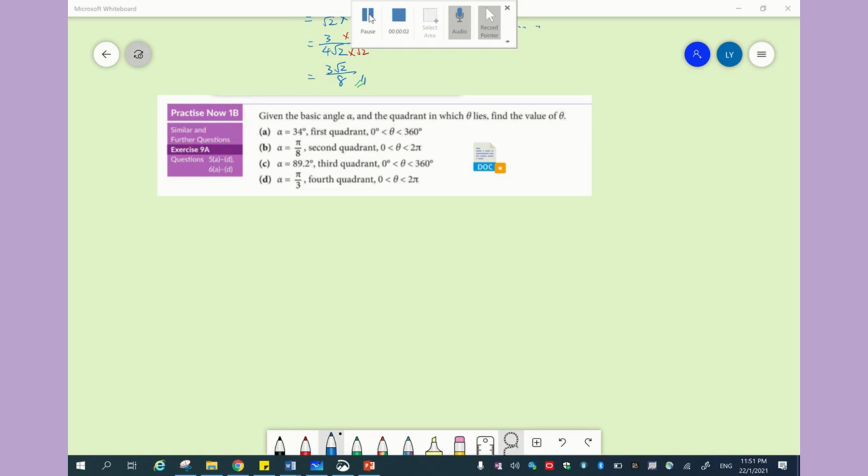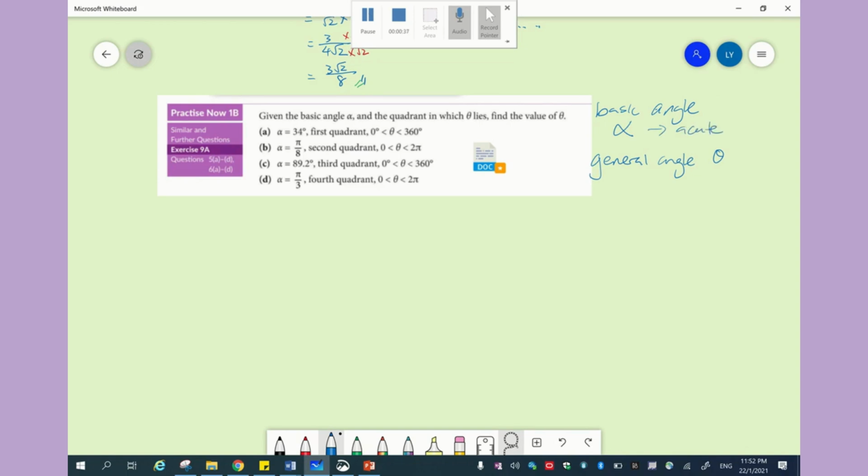Okay, so after you have done the discussion and the class activity, you understand what the basic angle is and what the general angle theta is. The basic angle, which we use alpha to denote, and the general angle theta. Basic angle alpha is always acute.